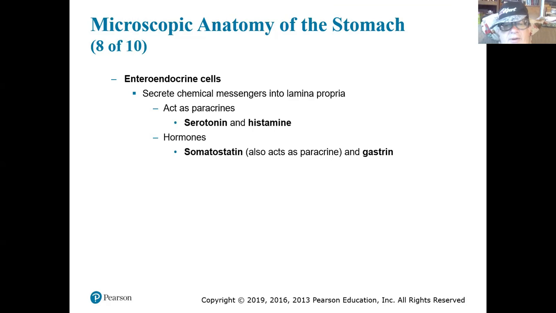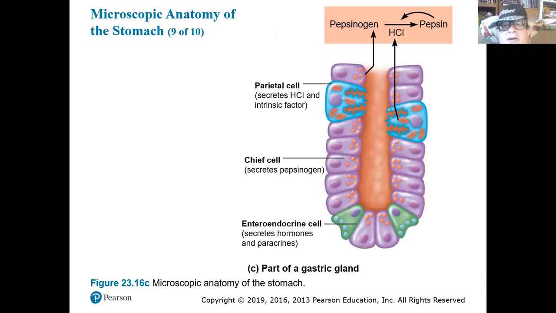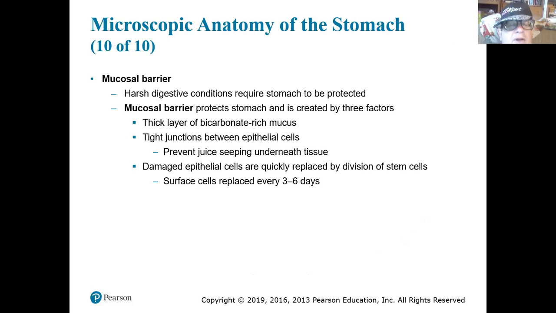Let me back up. And gastrin. Okay, yeah, we're fine. All right, so here we have the parietal cells making the hydrochloric acid and the intrinsic factor. We have the chief cells making pepsinogen, which will become pepsin when it hits that acid, and the enteroendocrine cells, which make hormones and paracrines. That's a lot of stuff going on in a really small layer. We're just talking one single pit.